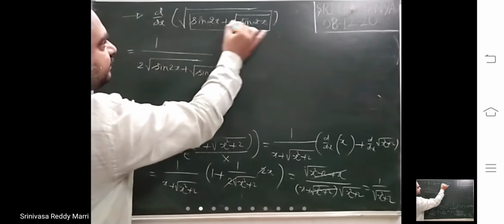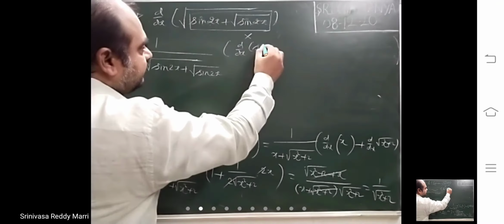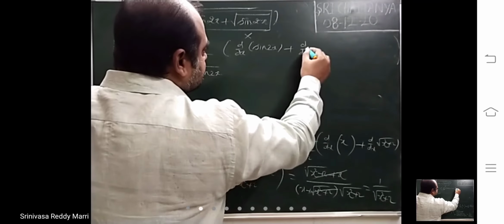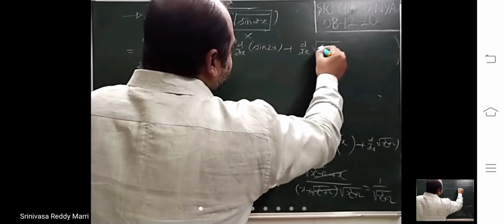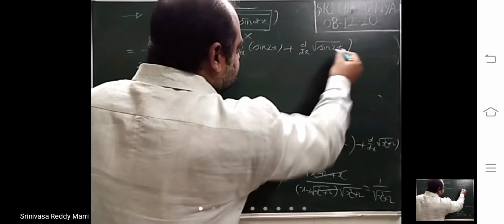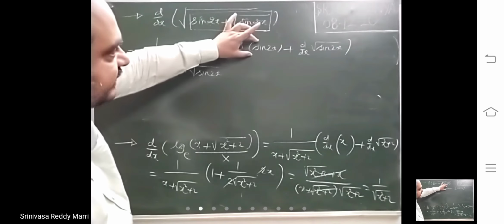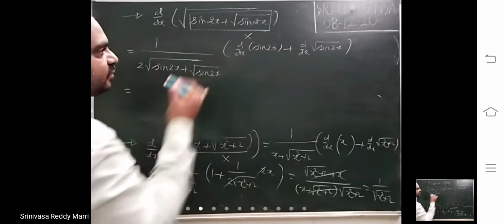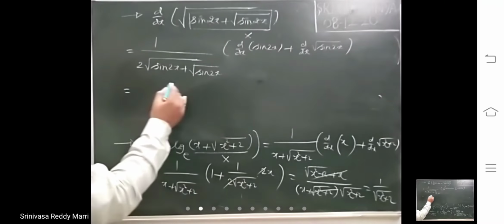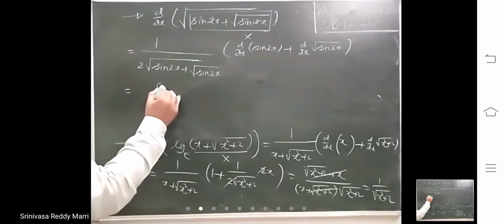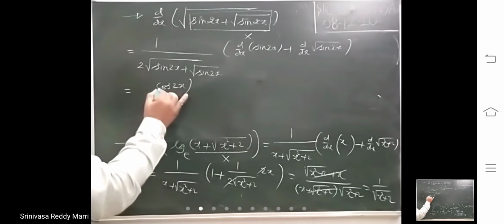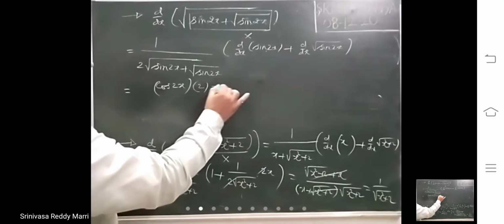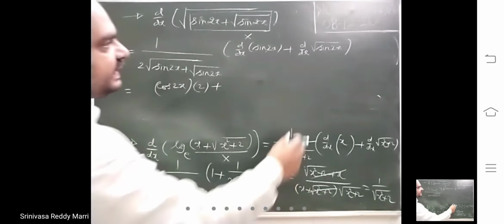D by dx of this means d by dx of sine 2x plus d by dx of root sine 2x. So this x I have written. D by dx of x means d by dx of this plus d by dx of this. Now look at sine 2x. So this is capital X. Sine capital X means cos capital X into derivative of capital X, which is 2. This plus d by dx of root x.